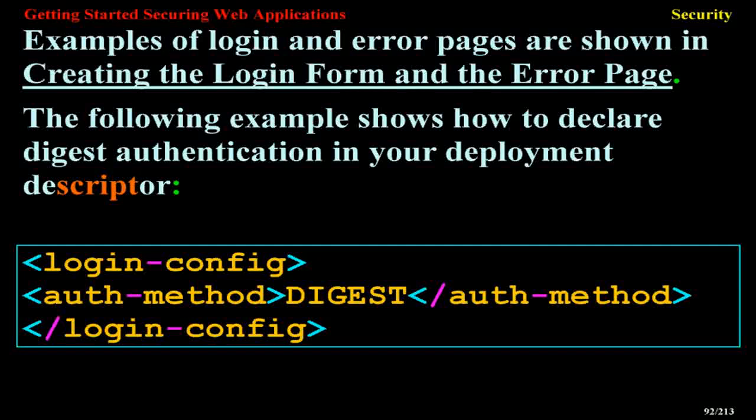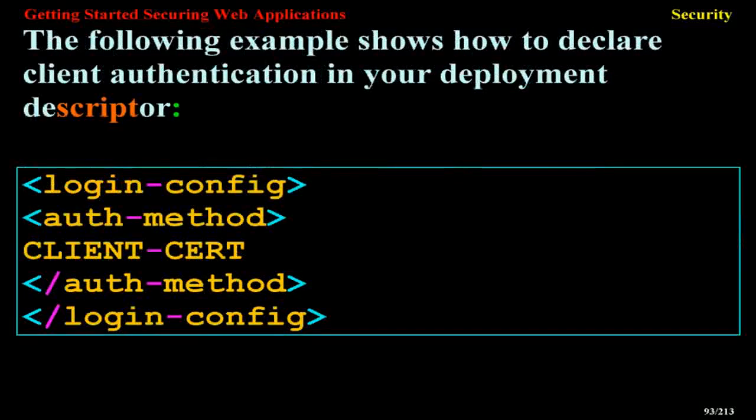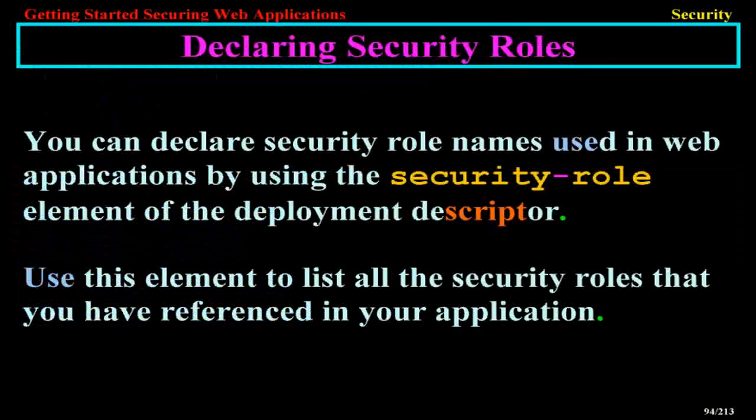The following example shows how to declare digest authentication in your deployment descriptor. login-config, auth-method: DIGEST. The following example shows how to declare client authentication in your deployment descriptor. login-config, auth-method: CLIENT-CERT. Declaring security roles.